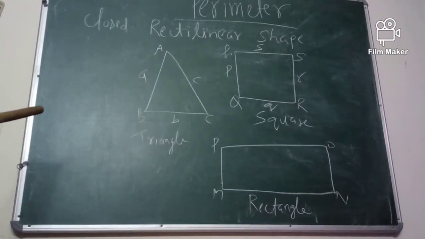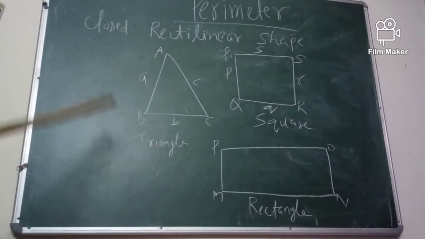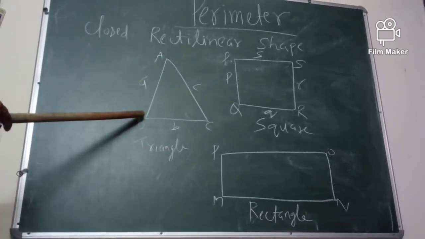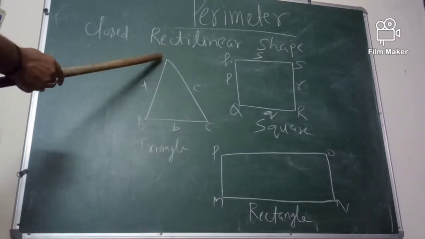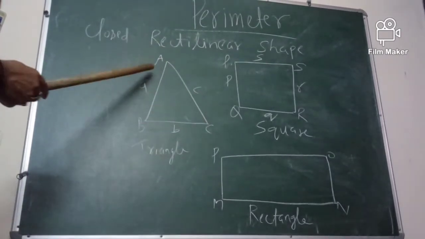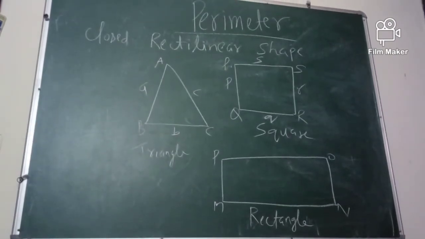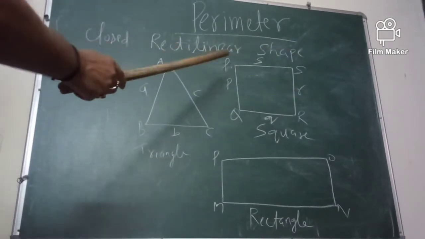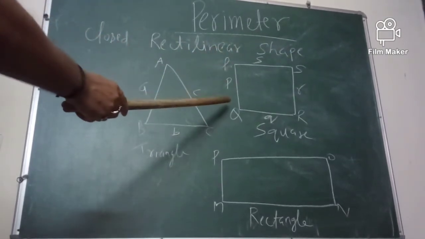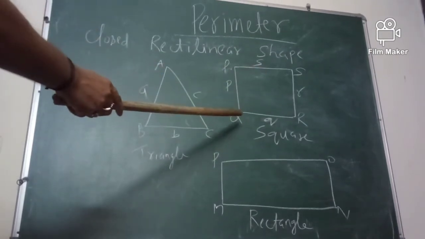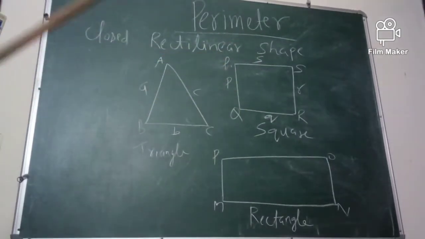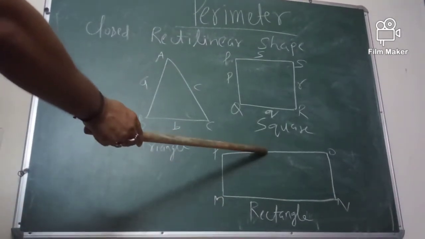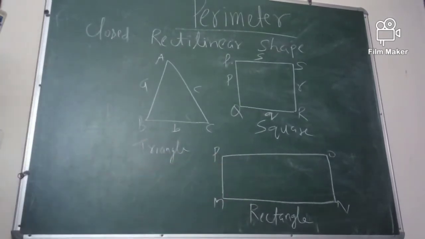If the line segments are closed, then it is called a closed rectilinear shape, like a triangle, where there are three line segments AB, BC and CA, and their boundaries are closed. So this is called a triangle. Like a square, where there are four line segments PQ, QR, RS and SP, and all the lines are in a closed shape, and the four lines are equal, it is called a square. In a rectangle, the opposite lines are equal and parallel. So these are the rectangle.